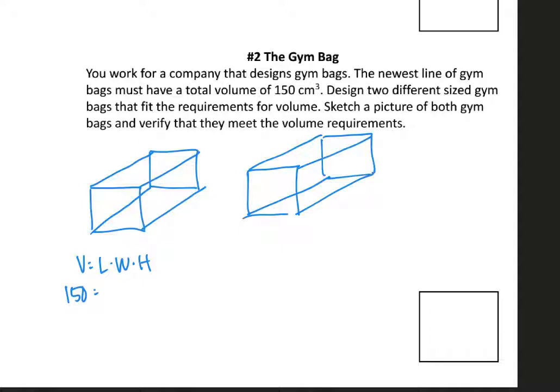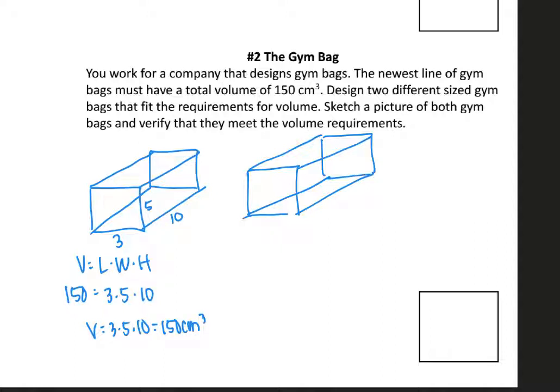So what I think of is 2 numbers that multiply to make 15 might be 3 times 5. And that would get us to 15. To get to 150, we would have to multiply that by 10. So 3 times 5 times 10 would give us a volume of 150 centimeters cubed. So 3 and 5 and 10.